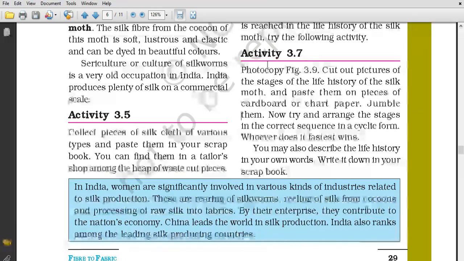Activity 3.7. Now we have to cut out the pictures of the stages, means the stages of life history of the silk moth. Means the adult silk moth, a butterfly. We have to know the life history of it.